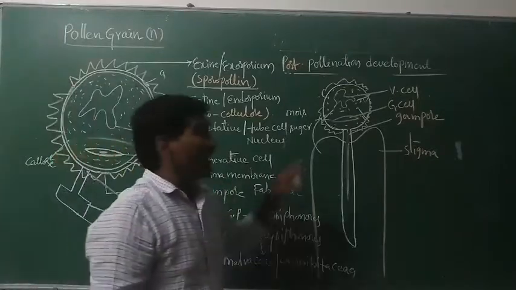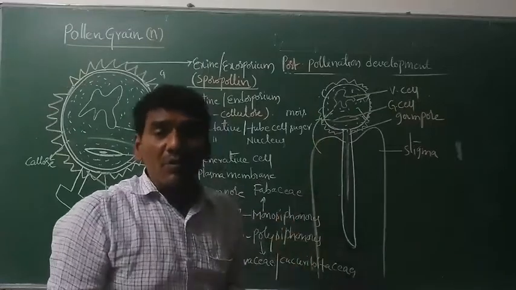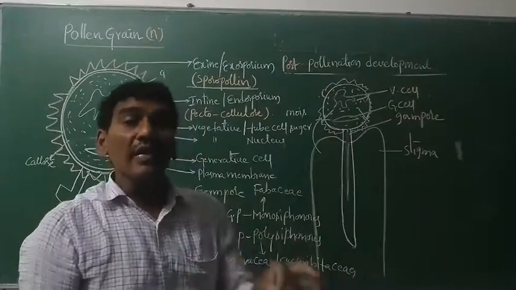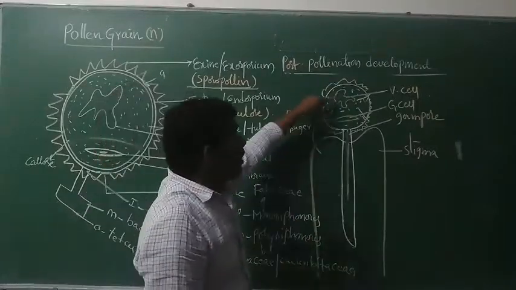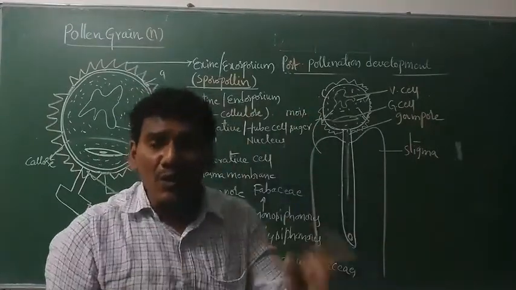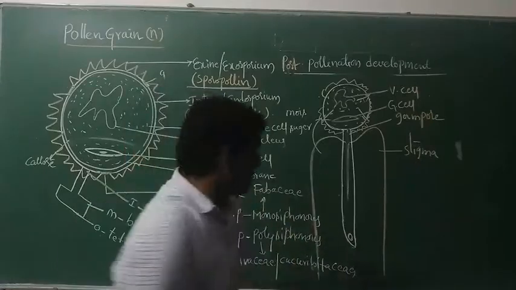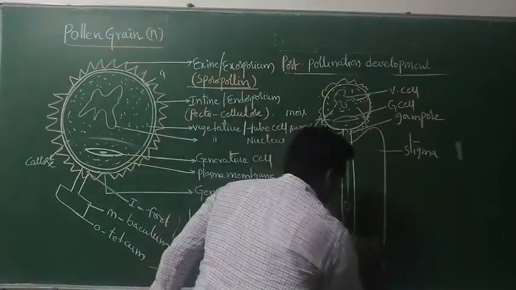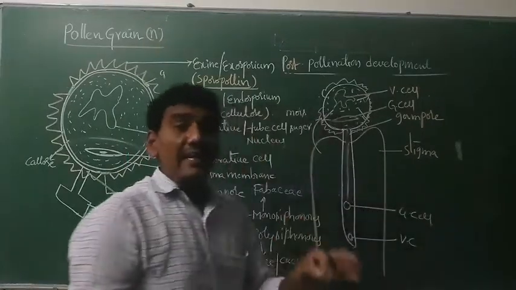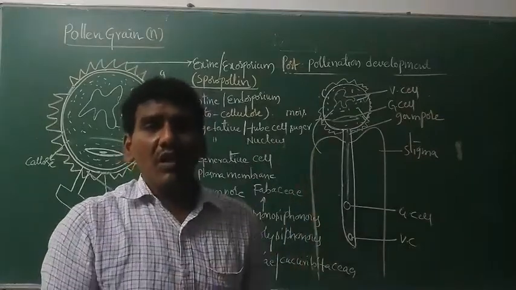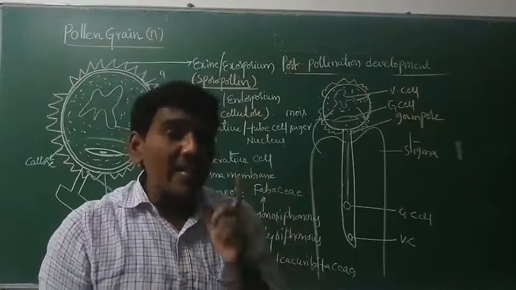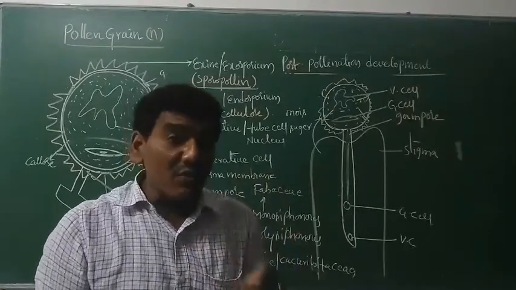Next, the pollen tube develops from any one of the germpores. Initially, the vegetative cell is located at the tip of the pollen tube. Behind the vegetative cell, the generative cell is present. This is the vegetative cell and this is the generative cell.